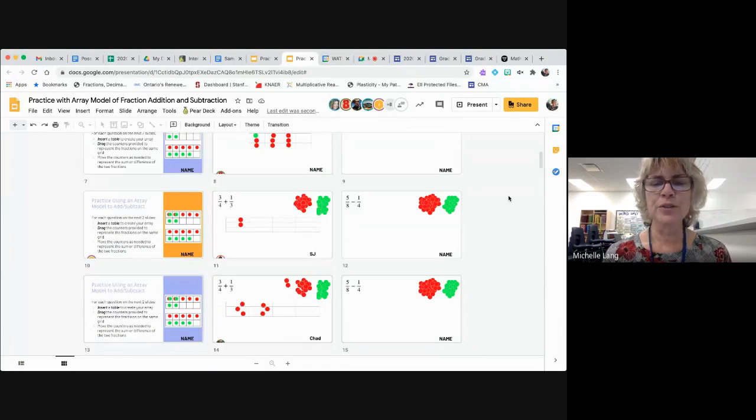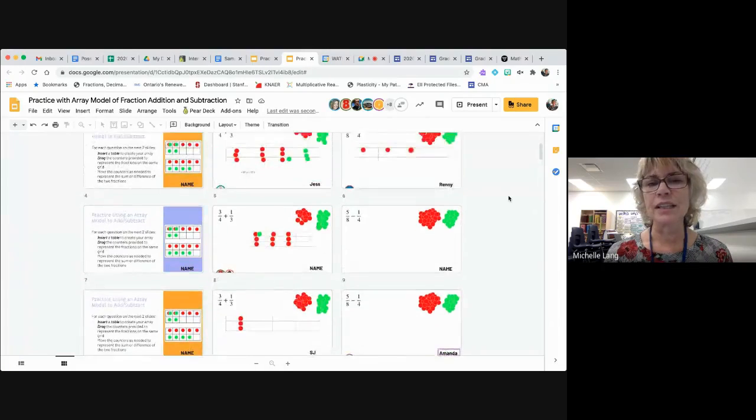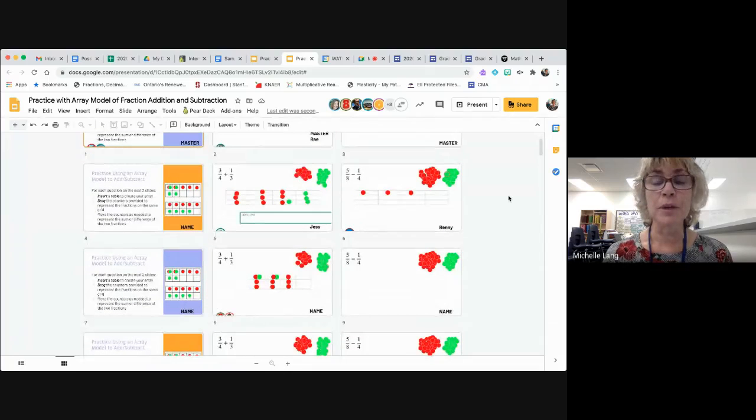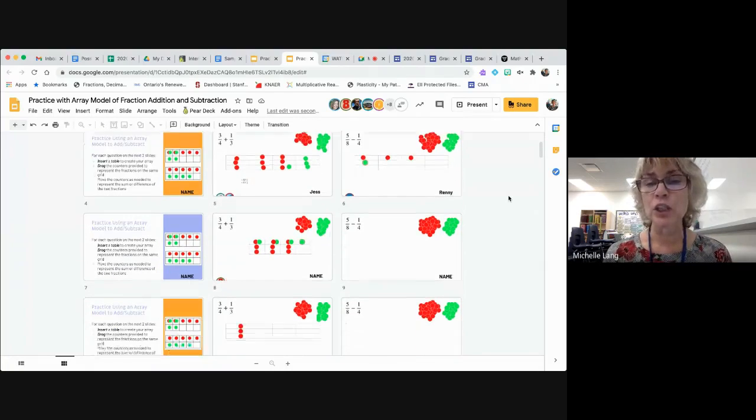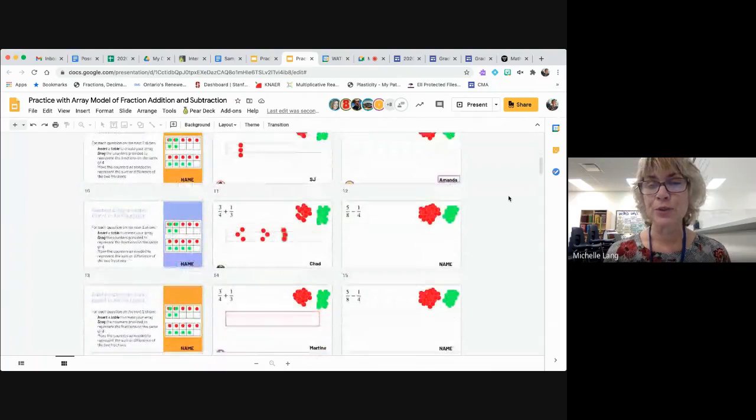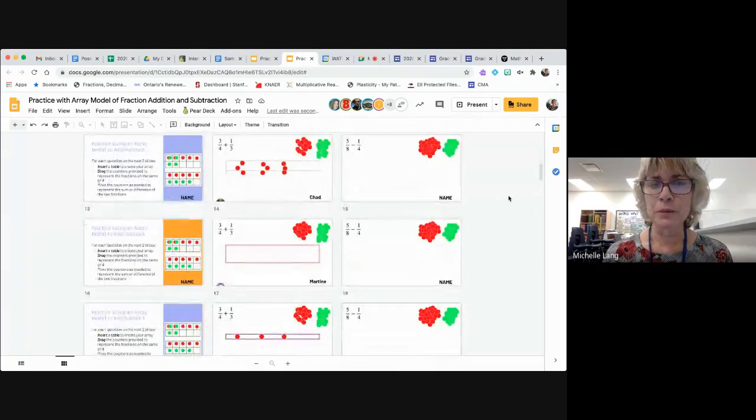Just a reminder too that using the shared Google slide allows students the opportunity to see, like they would with a non-permanent vertical surface within the room. So if they're struggling a bit, they can go ahead and look at other slides to see what other students are doing to help them out.